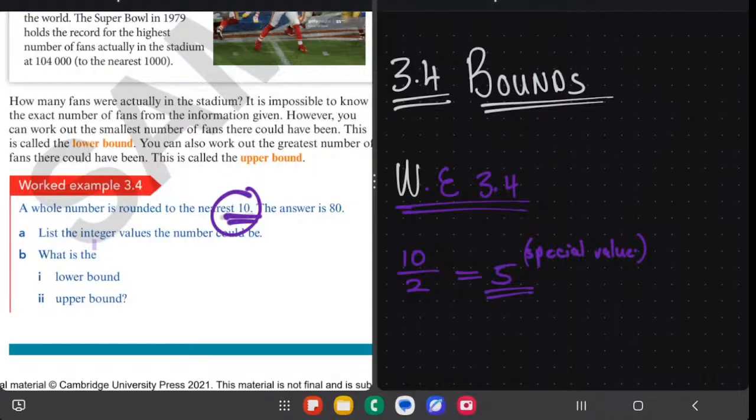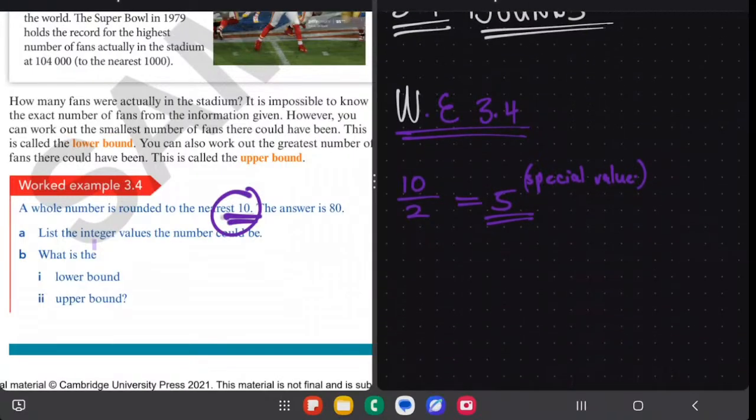After dividing by 2, now we can find everything. Let's find everything now that we have 5. Let's now see how we use the special value to find everything. Let's do part A. List the integer values.